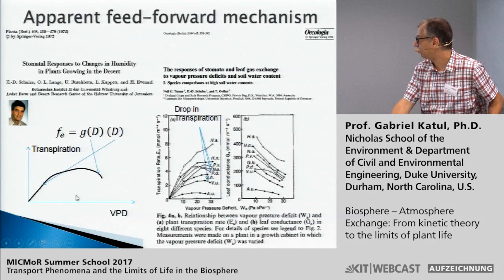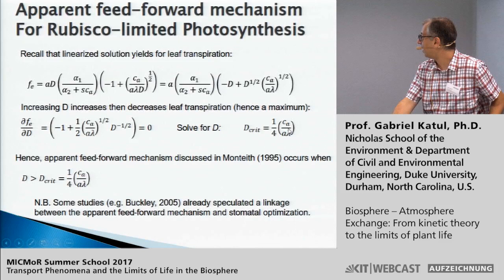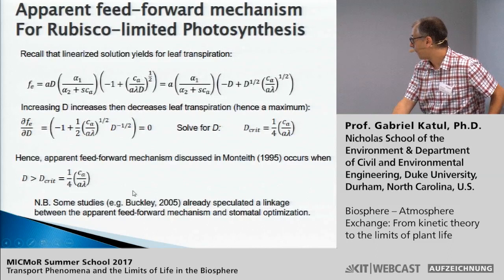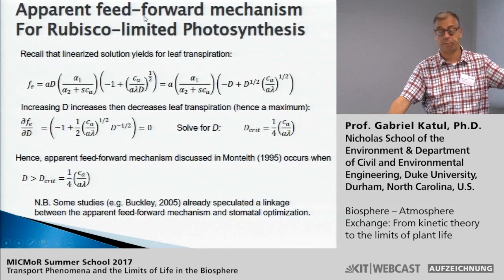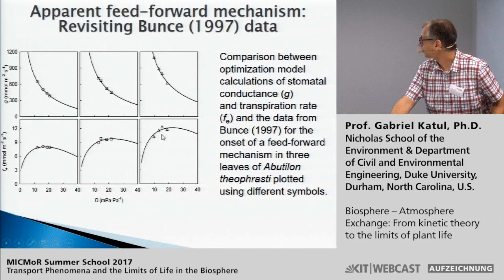And it turns out that this maximum is at 1/4 the atmospheric CO2 normalized by the marginal water use efficiency. And so if the vapor pressure deficit exceeds this critical vapor pressure deficit, then we will see some apparent feedforward mechanism. If the vapor pressure deficit is less than this D-critical, your data set is not going to resolve it. And so the interesting thing is that whether you see apparent feedforward mechanism or not has to be referenced to what you predict a priori the apparent feedforward mechanism critical vapor pressure deficit is. Some data sets push the vapor pressure deficit quite a bit, and they don't see it, but they have never checked whether this condition is actually satisfied. And that's one case that popped up.